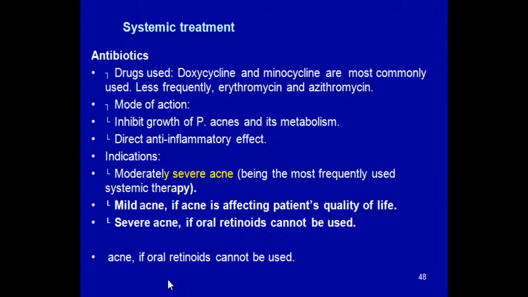Systemic treatment: antibiotics. Drugs used: doxycycline and minocycline are most commonly used, less frequently erythromycin and azithromycin. Mode of action: inhibit growth of Propionibacterium acnes and its metabolism, with an anti-inflammatory effect. Indication: moderate to severe acne, the most frequently used systemic therapy. Mild acne if acne is affecting the patient's quality of life; severe acne if oral retinoid cannot be used.